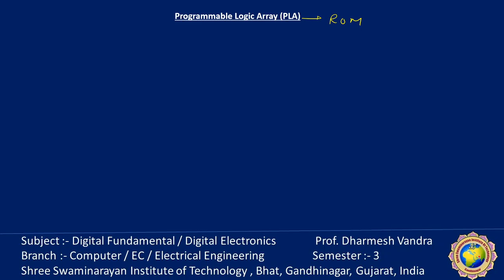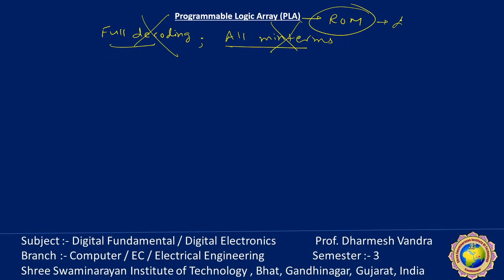However, PLA does not provide full decoding of the variables and does not generate all the minterms as in a ROM. So which two things are not there? Full decoding is not provided, and it does not generate all the minterms, as ROM requires. So compared with the ROM, ROM has a disadvantage with don't care conditions, which can be removed in PLA, while PLA does not require full decoding and all minterms, which is a disadvantage of ROM.